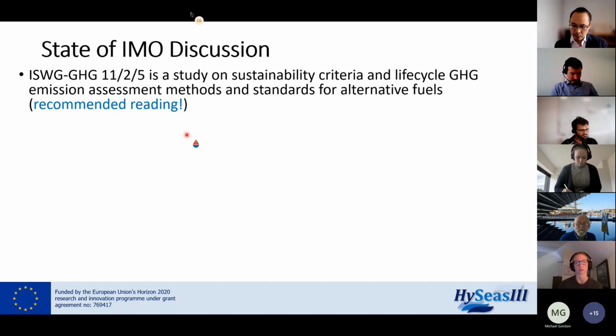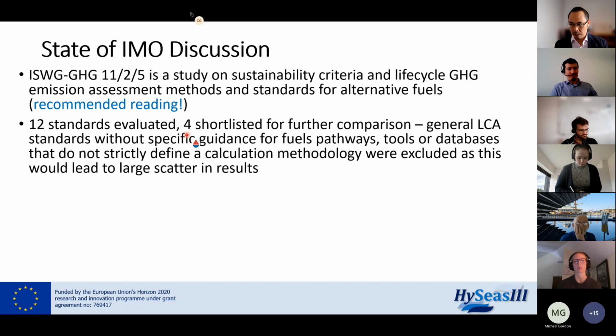It's highly recommended reading, because what they've done is they've looked at 12 different standards, analyzed or evaluated them, and then shortlisted 4 for further comparison. What they excluded were general LCA standards like 14040 that didn't have any specific guidelines on fuel pathways, as well as tools or databases that don't strictly define a calculation methodology. Just because if the methodology and the guidance isn't strict enough, you'll end up having very varying results anyway. So it's very difficult to compare them. The idea was to get to a point where you were doing as much of an apples to apples comparison as possible for LCA.